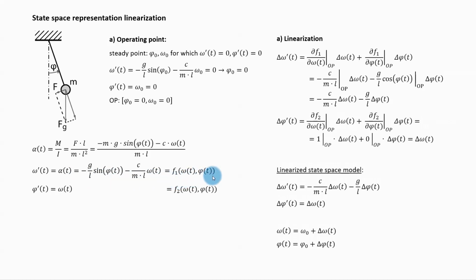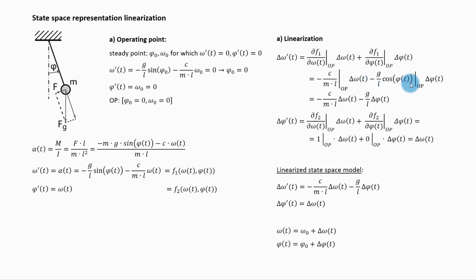Using the Taylor series, I can approximate this equation in this form. I need to take the derivative of this function f1, that is, this first state equation, with respect to the angular velocity at the operating point, and I need to take the derivative of this function f1 with respect to the angle of the pendulum at the operating point. When I take the derivative of this with respect to the angular velocity, I will get this. And when I take the derivative of this function with respect to this angle, I will get this.